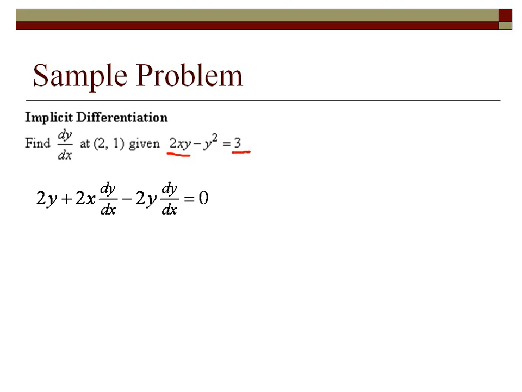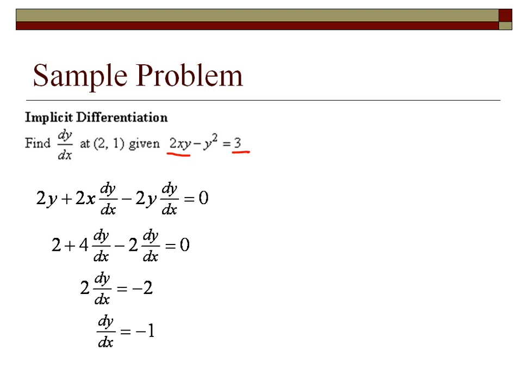There's a couple ways you can actually evaluate this thing. We always want to find dy/dx at (2, 1). So you could just plug in (2, 1) right now. You get 2 plus 4 dy/dx minus 2 dy/dx equals 0. When you solve it, you get dy/dx equals negative 1.